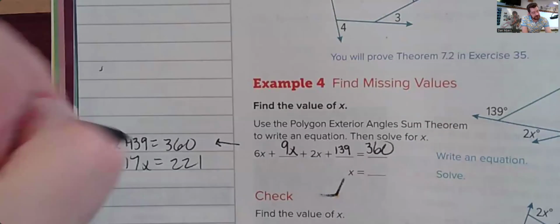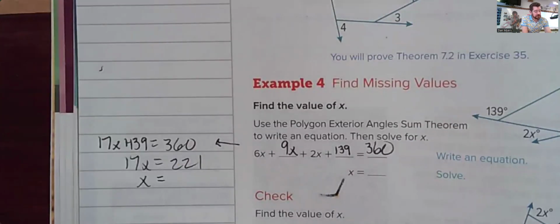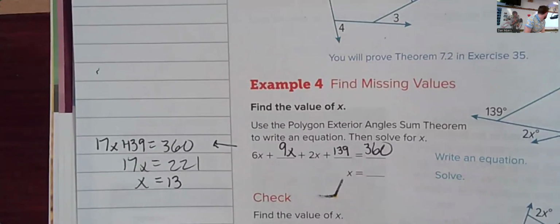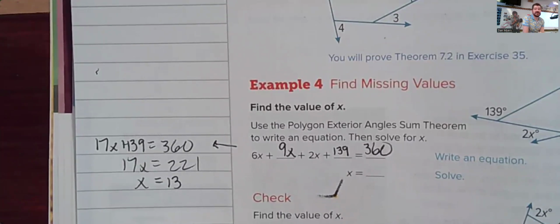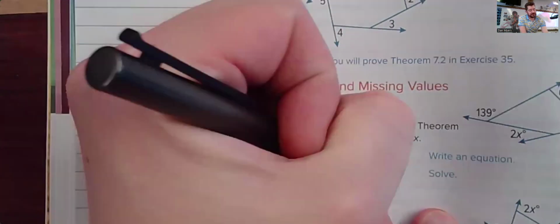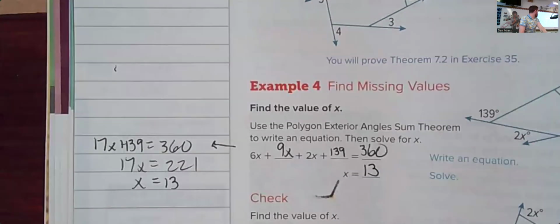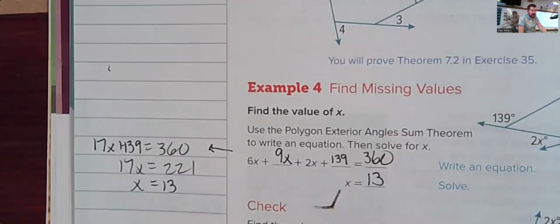Divide by 17. 13. It does. 17x plus 139 equals 360. And then subtract 139, so it's 17x equals 221. Divide by 17, x equals 13. So fill that in over to the right, x equals 13. All right, try the check one. Do the one right underneath it.